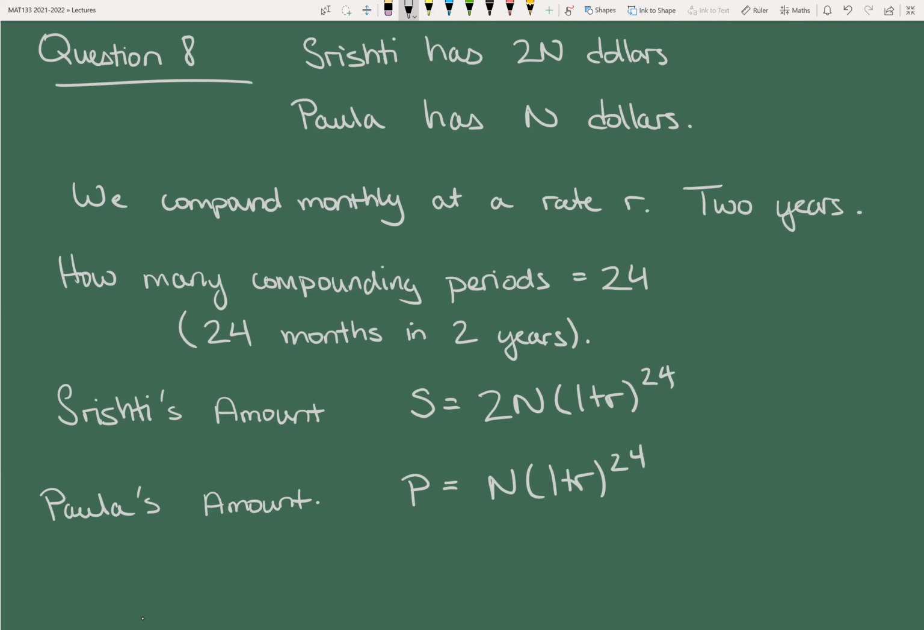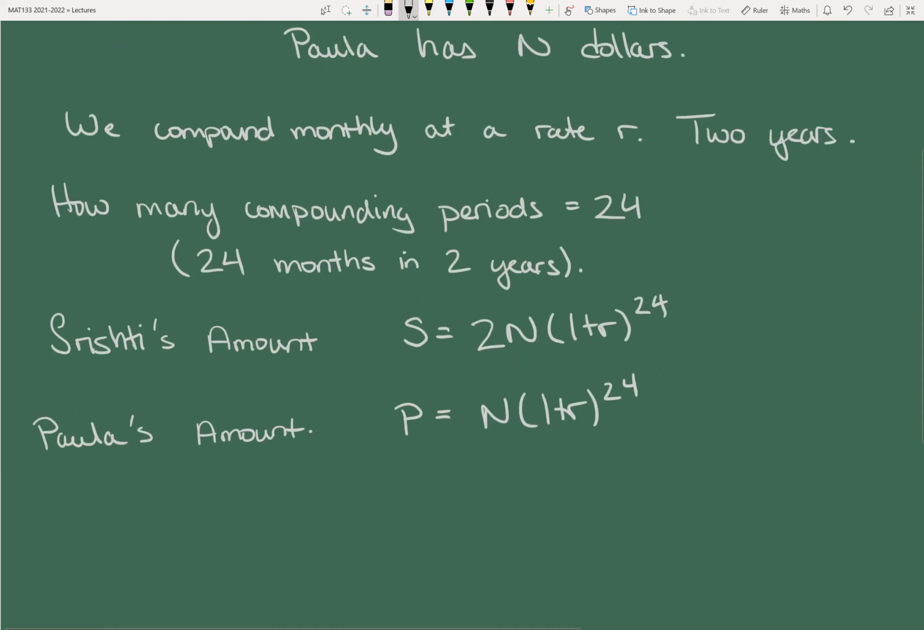Okay. And what's the difference between these two? What Saif was saying was that if you divide S by P, basically everything cancels out, right? And you're actually computing the ratio of them. But yeah, S is just exactly 2P, right?